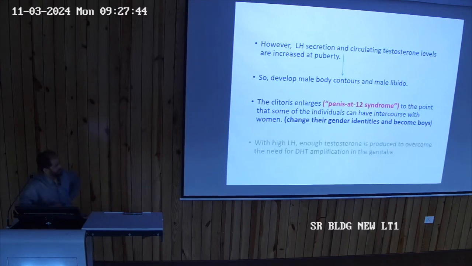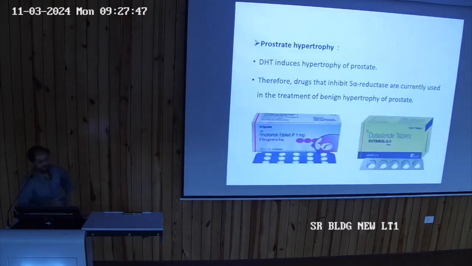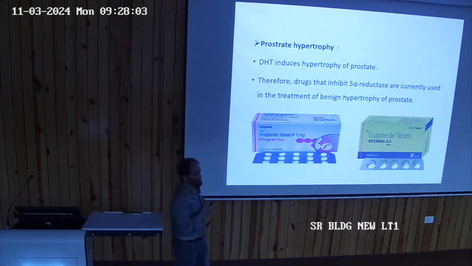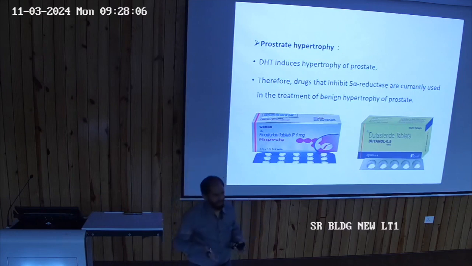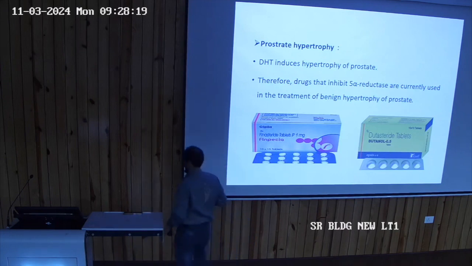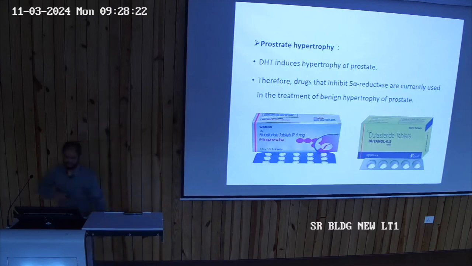So that is called penis at 12 syndrome. Okay, so that is the another condition due to congenital 5-alpha reductase deficiency. Then another condition I was telling you, that prostatic enlargement, prostate hypertrophy. Okay, and DHT, as I was telling you, it is involved in the induction of prostate enlargement. Prostate को क्या करता है, hypertrophy कराता है ना, prostatic enlargement में. So the drugs that inhibit that enzyme 5-alpha reductase, they are used in the treatment of this condition. This drug, finasteride and dutasteride आता है. Okay.